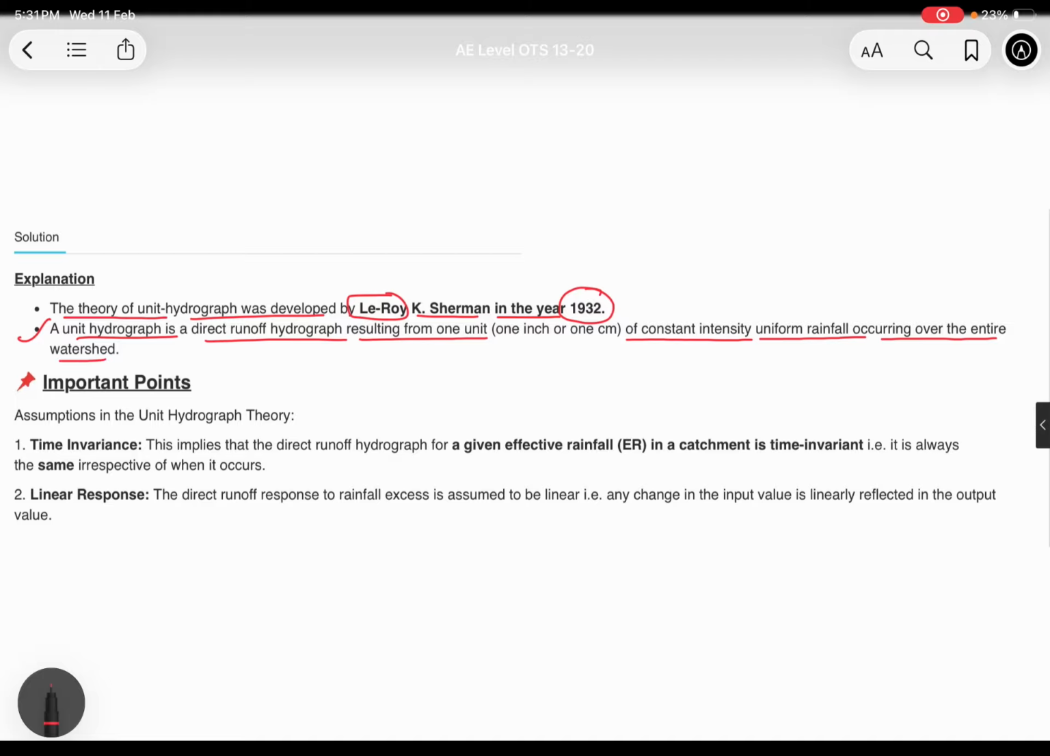One inch or one centimeter. Let us talk about the assumptions in the unit hydrograph theory. The assumptions of unit hydrograph theory are time invariance and linear response. Time invariance means this implies that the direct runoff hydrograph for a given effective rainfall in a catchment is time invariant, that is, it is always the same respective of when it occurs.